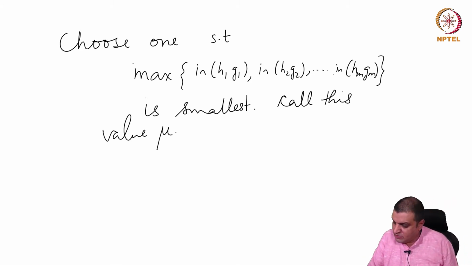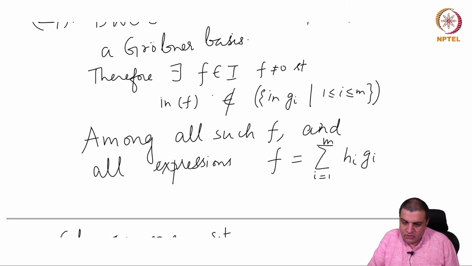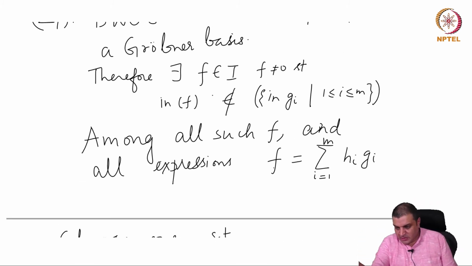Let's go back and say what this means, what is being said. So there is some F with this property. F itself can be written like this.